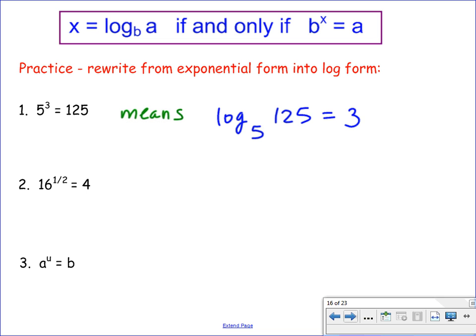Take a look at the second one. The base in my power statement, 16, is the subscript base in my logarithmic statement. Log base 16 of 4 equals the exponent. The exponent was 1/2 in my power, so the overall log equals 1/2. We can rewrite this in power form: 16 to the 1/2 equals 4 because the square root of 16 is 4. Lastly, the base in my original power statement, in this case a, is the base of my logarithm. Log base a of the input b equals the exponent u.